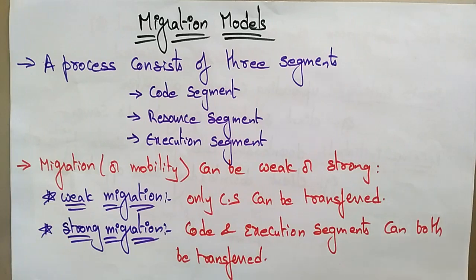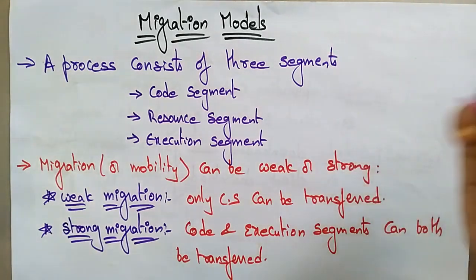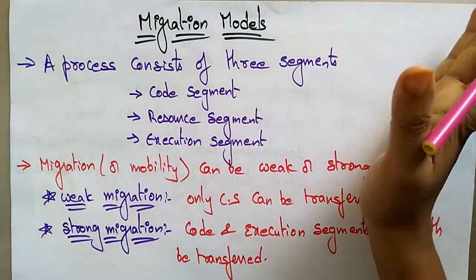Welcome back, students. In the previous video I explained about code migration. Now let's see what the different migration models are. If you want to generate a code migration in a distributed system, you can use any one of the models. Before seeing the different migration models, you should know that a process consists of 3 segments.